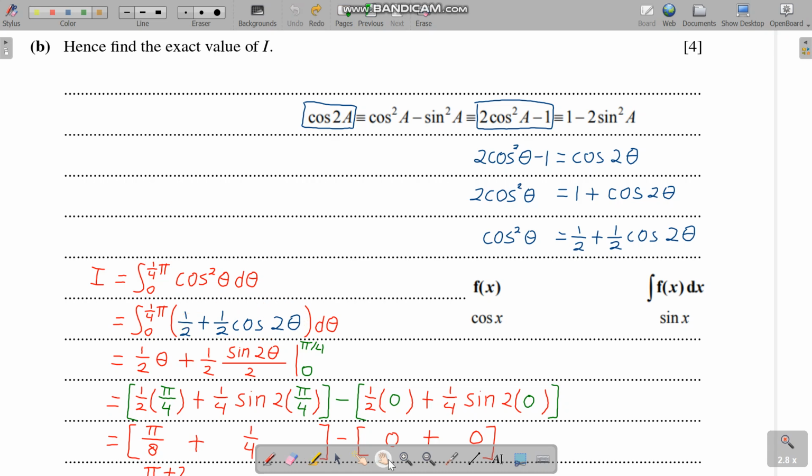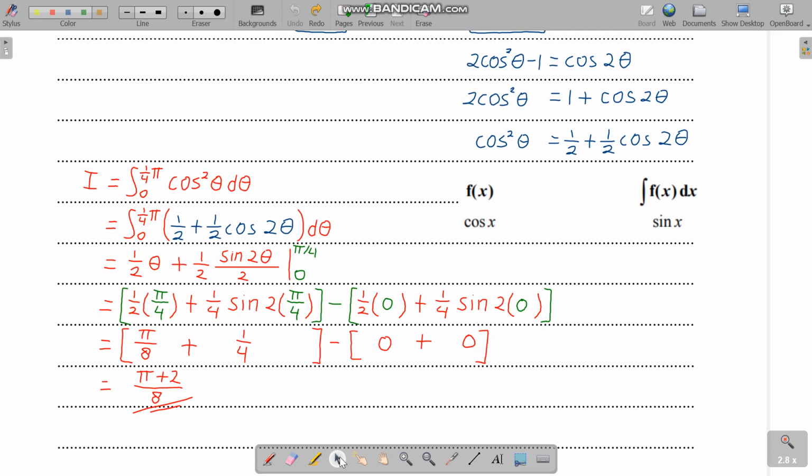We substitute the cos squared theta, and then we integrate. The integral of 1/2 is 1/2 theta, because this is d theta, not dx, and the integral of cos 2 theta is, cos becomes sine, so sine 2 theta divided by 2 because of the chain rule. If we simplify, this is 1 over 4, and we plug in pi over 4, plug in 0 and subtract. So this is 1 over 2 times pi over 4, which is pi over 8, and this is pi over 2.